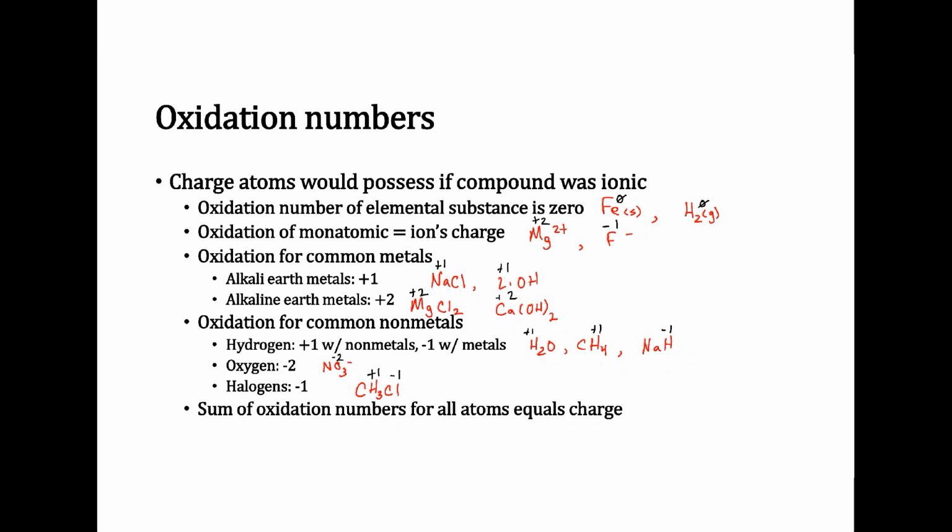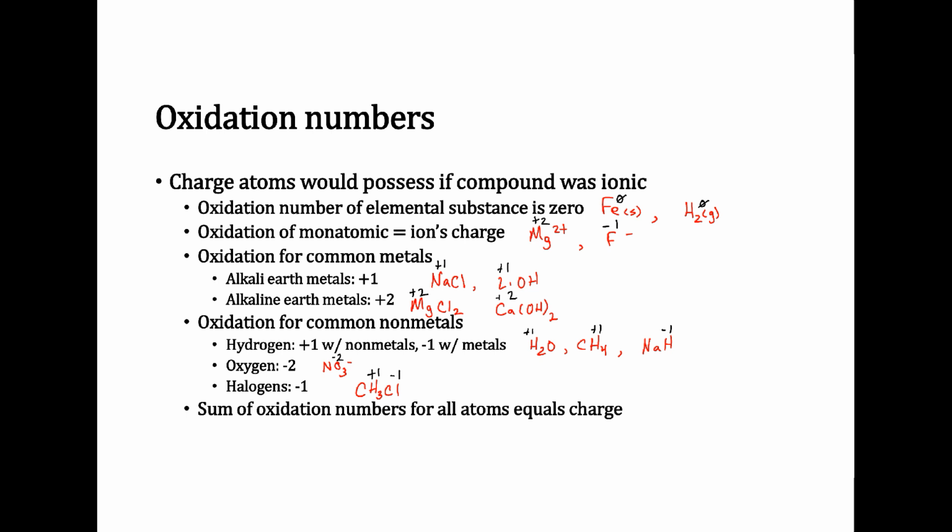Whenever we're assigning oxidation numbers, we're looking at the charge on the atom, what it would possess if the compound was actually ionic. So we're looking at covalent species, and we're saying, okay, what would happen if this was ionic? What would the charge be on the individual components of our molecule or our species? And then we'll also be able to do this for ionic compounds, just like we would earlier in this class.